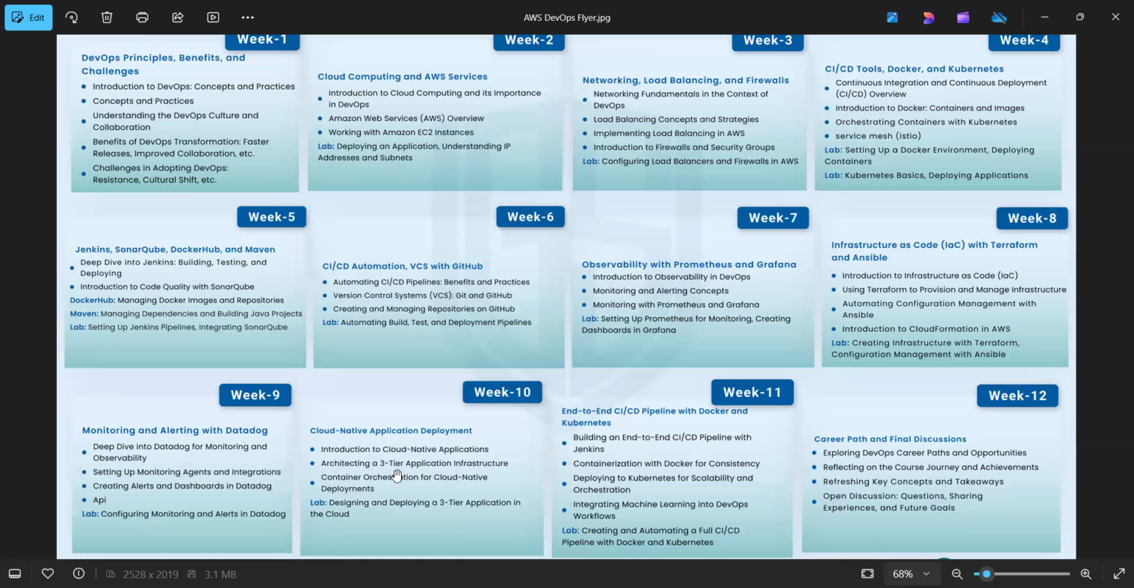Then the architecting of 3-tier application infrastructure, container orchestration, cloud native deployment. So these are the things we covered in week 10.